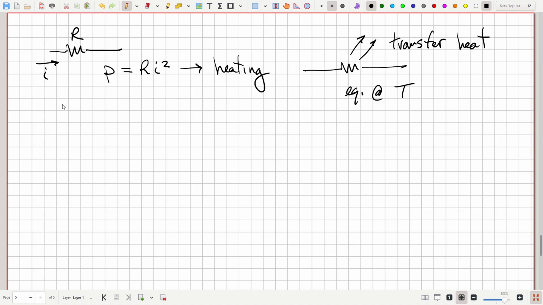Now, if T is greater than the melting temperature, what's also called the fusing temperature of the metal, then the wire melts or fuses, which would be a bad thing generally, except we can use that to our advantage.